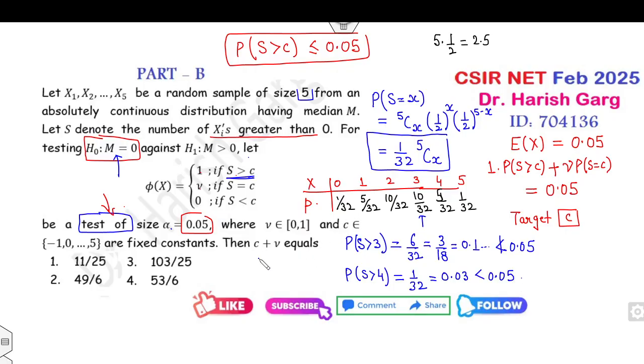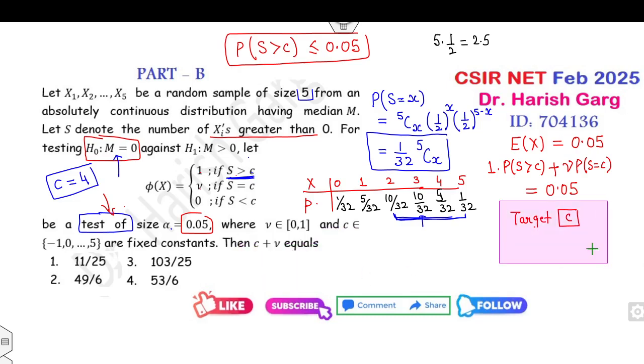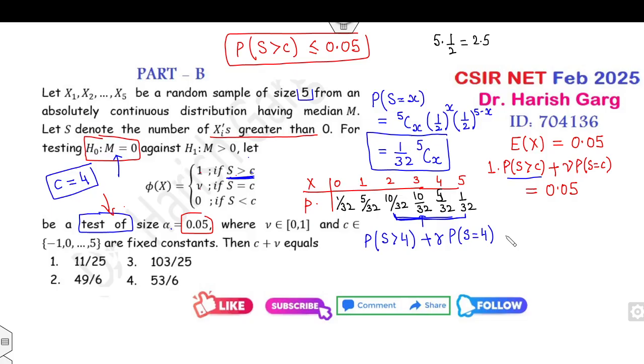Fine. Similarly, if you calculate S greater than 2, that will definitely not be satisfied, because it is not less than 0.05. So what is the meaning of that? The value of C you have obtained is 4, because S greater than C means S greater than 4. Is it okay? Now, once you know the value of C, I can substitute it here: P of S greater than 4 plus nu times probability of S equal to 4 is equal to 0.05. Sorry, it's not gamma, it's nu.